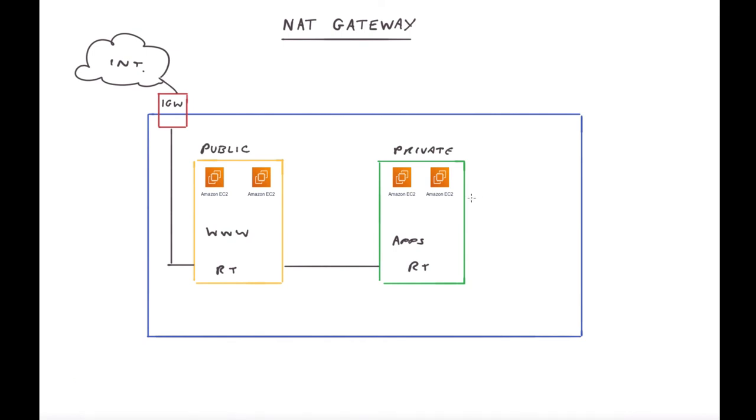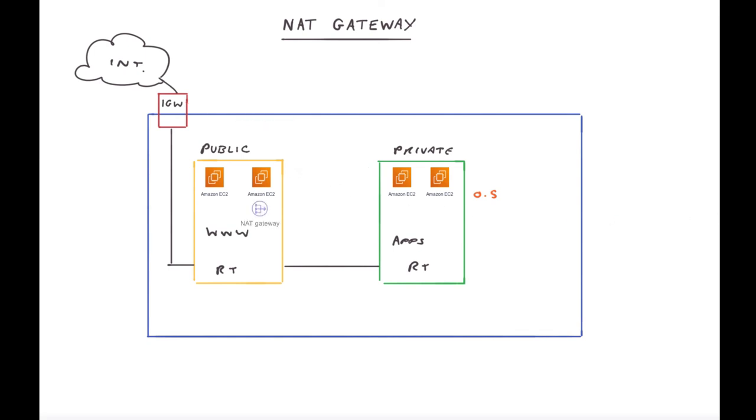Okay, so with that in mind, if we have the responsibility of maintaining the operating systems of our EC2 instances, then we need to be able to download updates as and when we need to. However, this subnet is private, meaning it has no access to the internet gateway and therefore the internet. So how can we download those updates? Well, what we can do, we can add a NAT gateway.